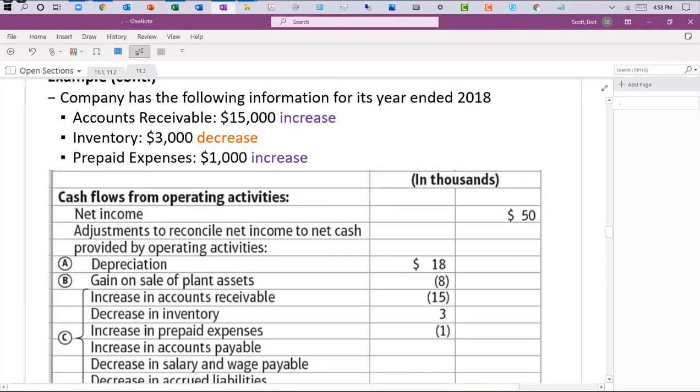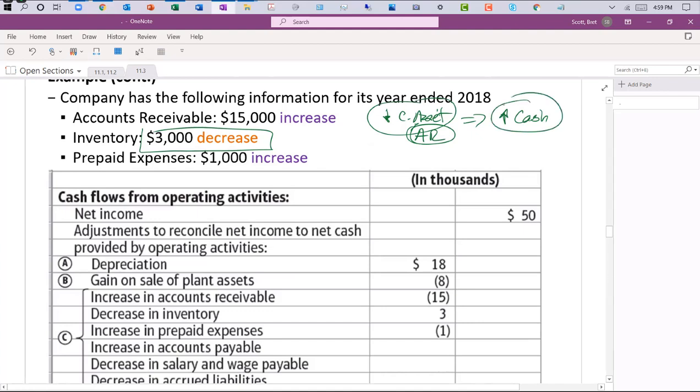Now, again, for me, I try to remember a rule. If I see a decrease in a current asset, that generally could correspond with, say, a decrease in accounts receivable. That would result in an increase to cash. I can remember this rule just by thinking up an example. So, do I see any decreases in my current assets? Well, here's one. Inventory decreased by $3,000. All right. That to me means I must have gotten cash.